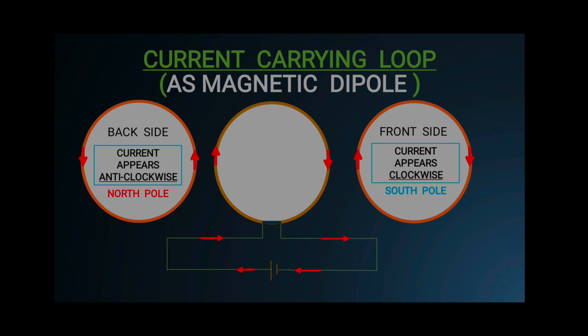Let me summarize the whole story that current carrying loop acts as a magnetic dipole. It is clear from the previous discussion that front face of the current carrying loop through which current appears to follow clockwise direction, that face of current carrying loop acts as south pole, and the other face, that is back side of the loop through which current appears to be anti-clockwise, it behaves as a north pole.